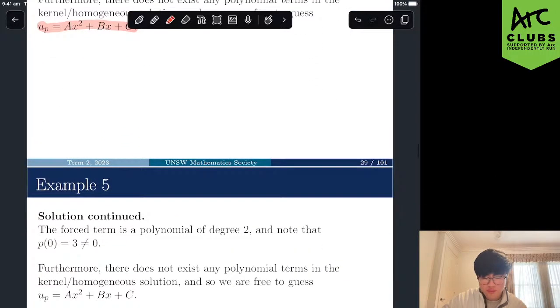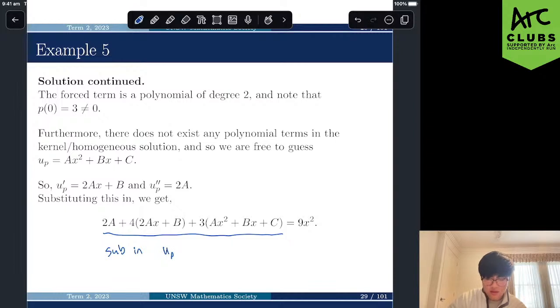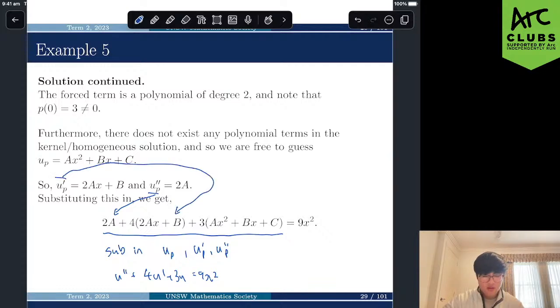And what we get here, essentially what we have here is we substitute up dash and up double dash into our initial equation u double dash plus 4u dash plus 3u equals to 9x squared. So you can see that this here is up double dash, this is up dash, and this here is just up.